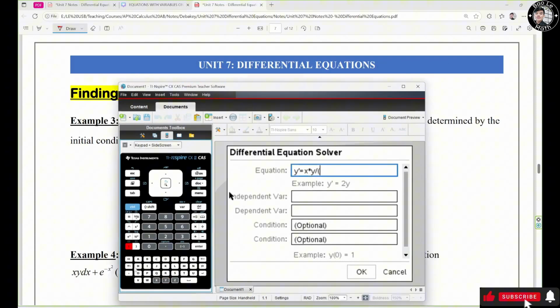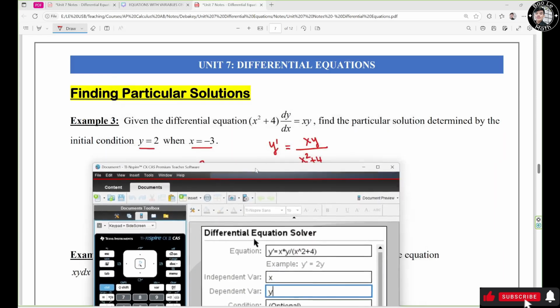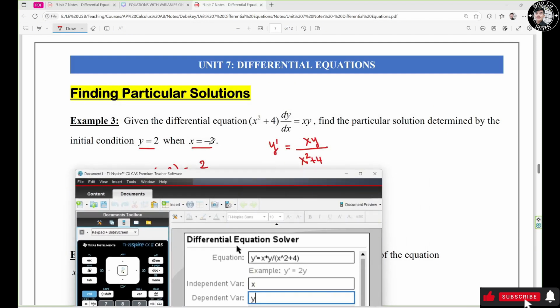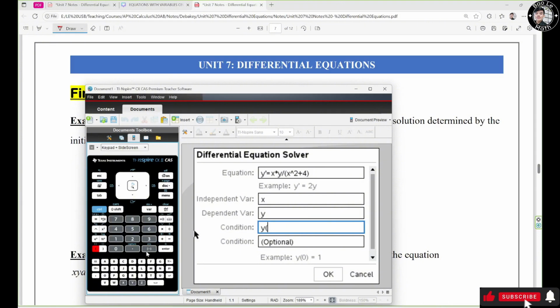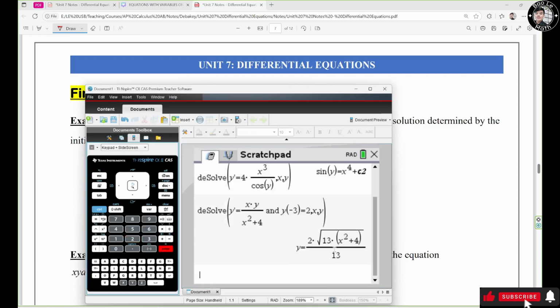Divide by parentheses s squared plus 4. Remember, don't forget the parentheses, so keep that in mind. Independent variable should be s, dependent variable should be y. Now you have the initial condition you need to use right here: y at s equal to negative 3. You need to write this one in this form: y of negative 3 equals 2. And then you hit OK, hit enter. The answer is right here.